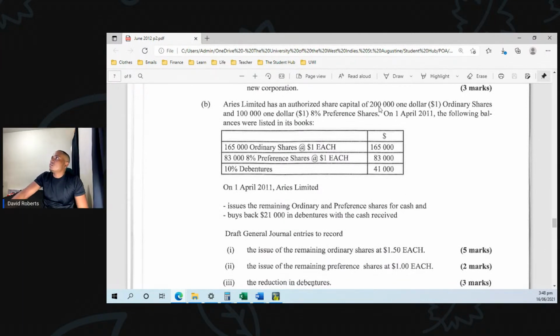All right, so we have 200,000 $1 shares that could be issued, and we have 165,000 actually issued within this question. Shares are assets, share capital. They are intangible assets that represent how much value shareholders have in the business. So in this business, as at the 1st of April, before any other shares are issued, they have 165,000 in ordinary shares and 83,000 in preference shares. Adding this up, that is 248,000 so far, which is the value of the business.